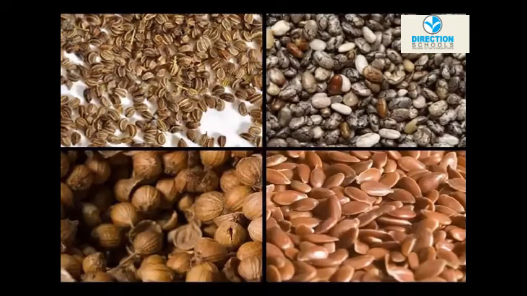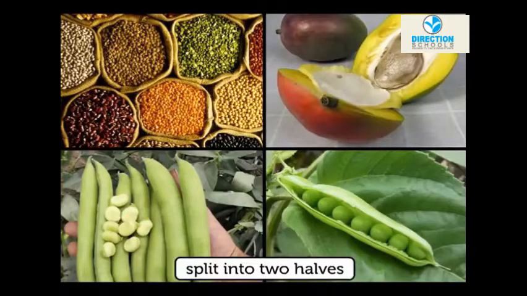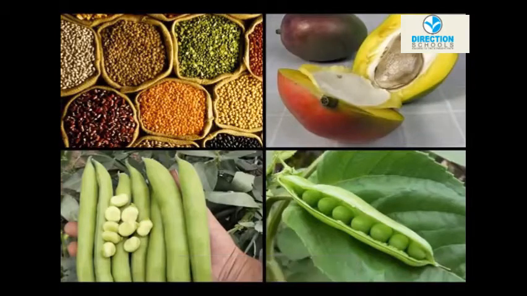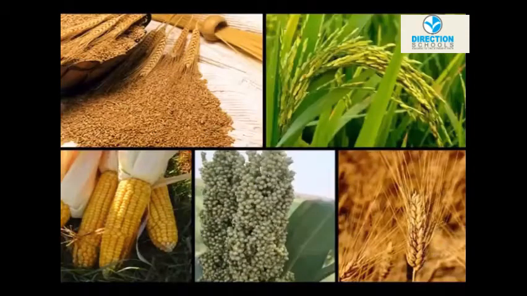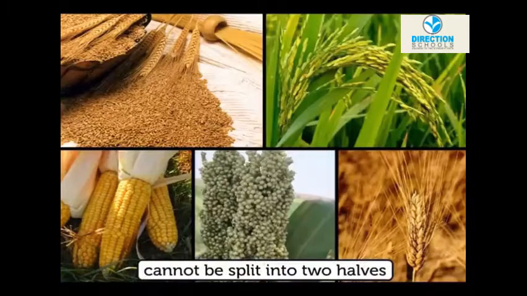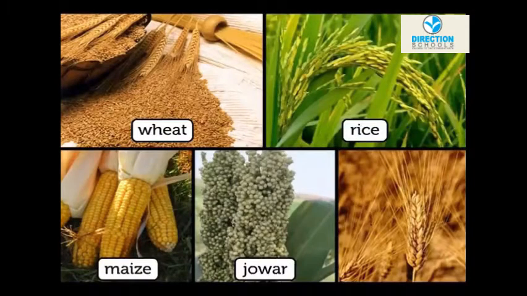Seeds are mainly of two types. The ones that can be split into two halves, for example, pulses, mango, pea, bean, etc. And seeds which cannot be split into two halves, for example, wheat, rice, maize, jowar, barley, etc.